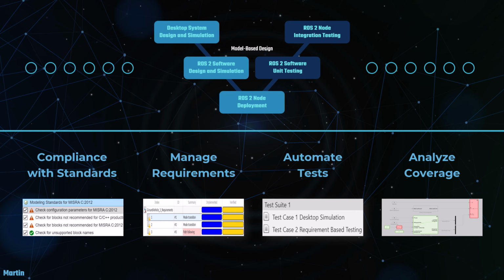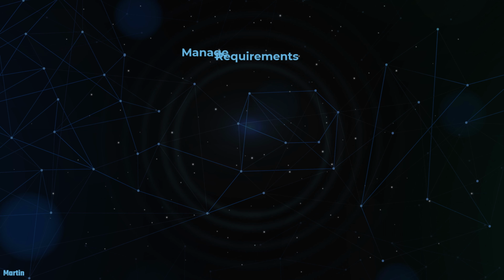Next, we'll move on to managing requirements. In this phase, we'll focus on how to systematically capture, trace, and manage the requirements throughout the development process. This ensures that all project needs are met and aligns the design with stakeholder expectations.